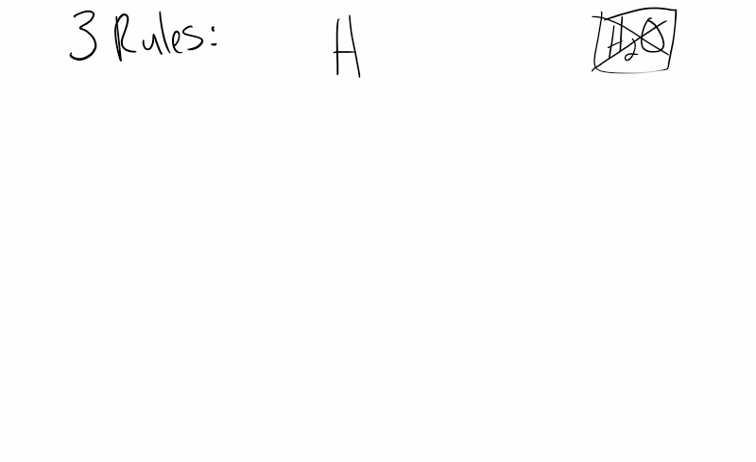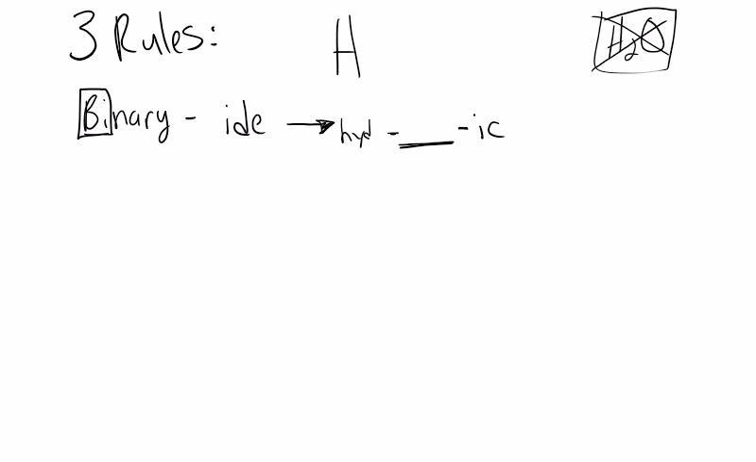The first rule is that if you have something that is considered to be binary, binary means that you have 2 types of atoms, normally those things are going to end in "ide." If this happens to you, you are going to change the ending from "ide" to "ic." You're going to leave the root, and you're going to add a prefix "hydro."